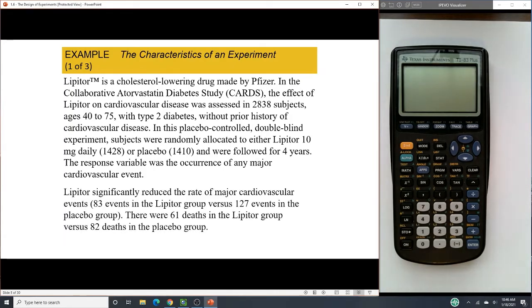Okay, now Lipitor significantly reduced the rate of major cardiovascular events. There were 61 deaths in the Lipitor group and 82 in the placebo group. So the deaths are pretty close, but the events were much different. We see there are 83 events in Lipitor compared to 127 events in the placebo. It might not have caused death, but there was an event that did happen.